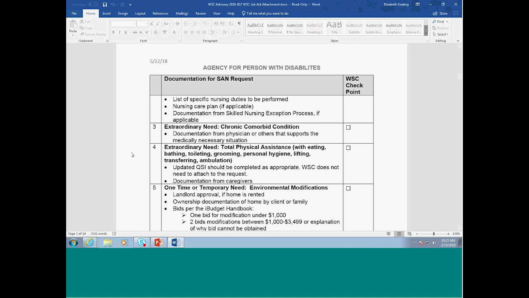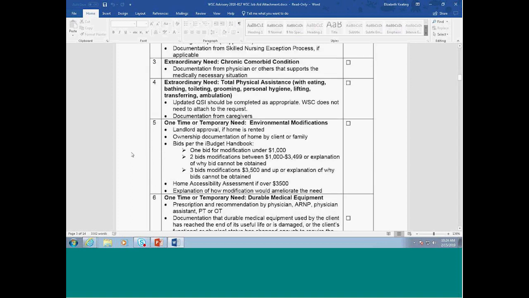If you need help with the skilled nursing exception process, you can either work with the medical case manager in your region, or your waiver staff can help you. Let's talk about number 5, one-time or temporary needs.